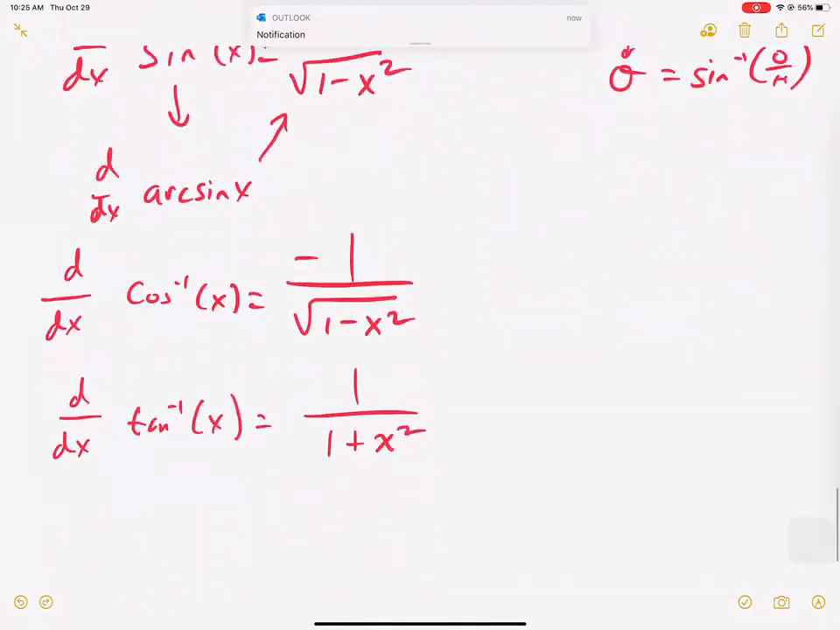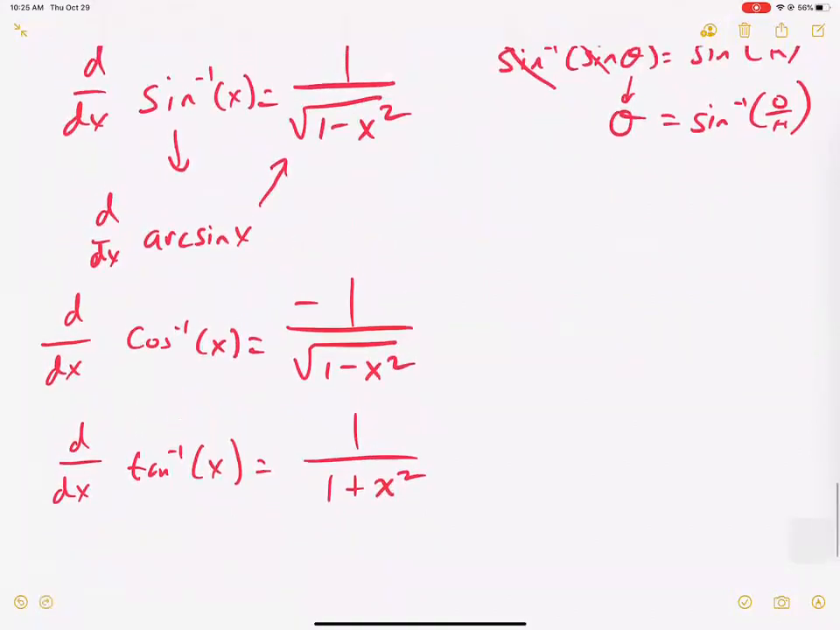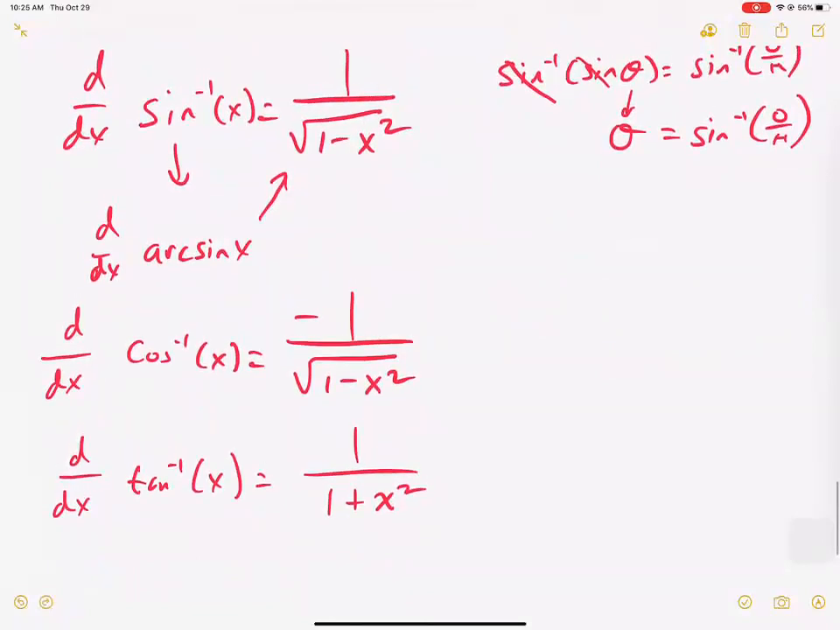Mr. Ko, just for clarification, the inverse of sine or inverse of cosine or inverse of tan is the same thing as arc sine, arc cosine, and arc tan? Yes. So if I say d over dx of arc cosine, that is the same derivative. The derivative of arc tan x, same thing. Okay, so they're interchangeable for us.